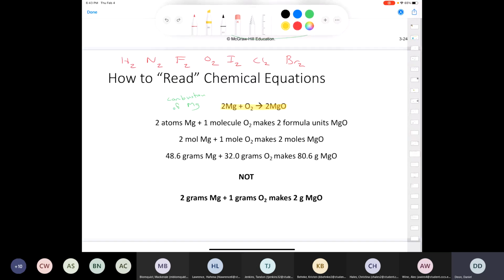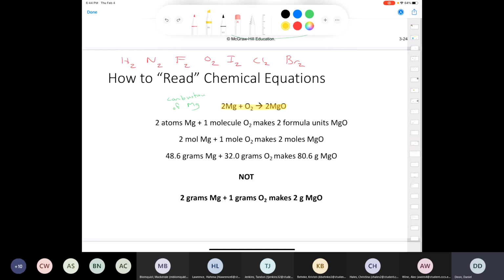Or if we wanted to break it down in terms of masses, we could say, well, if I look at magnesium on the periodic table, if I have 2 moles of magnesium, that would give me 48.6 grams of magnesium. It's going to combine with 32 grams of oxygen, and it's going to make 80.6 grams of magnesium oxide, right? That's the mass of 2 times the molar mass of magnesium oxide.